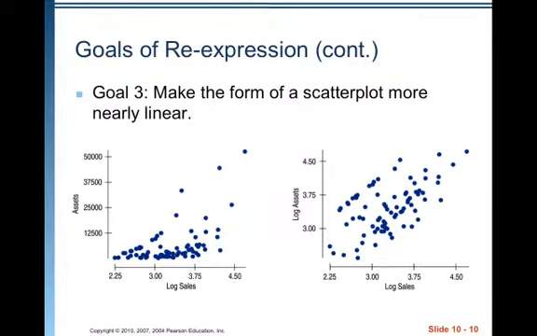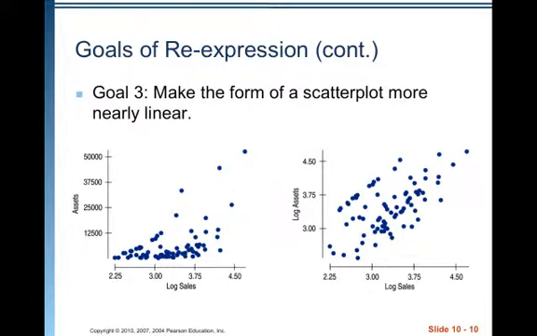Part of why we waited until now to do this is because I wanted to really get through linear, even inference with linear data before we talked about this. Another reason for doing the re-expression is to make the form of a scatter plot more linear, just like we saw with the example earlier.